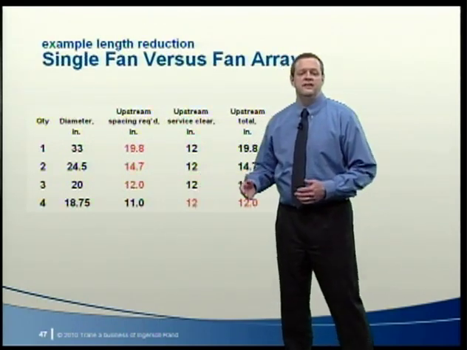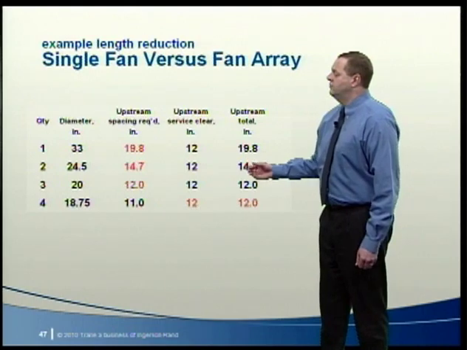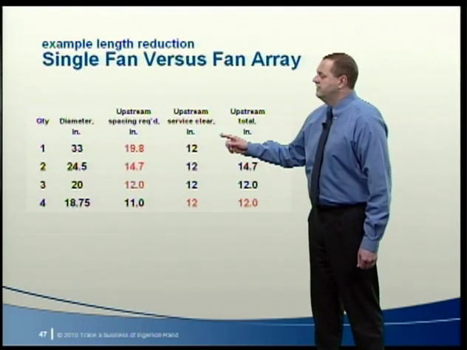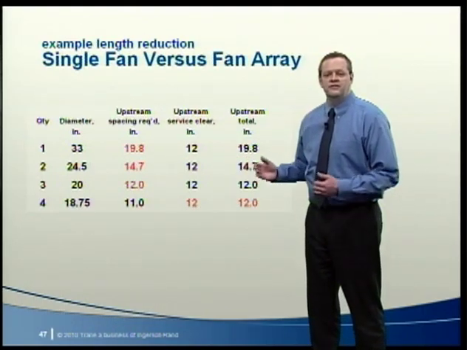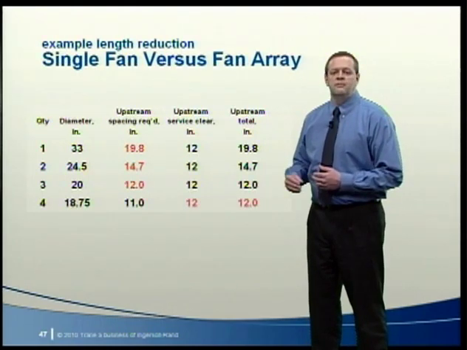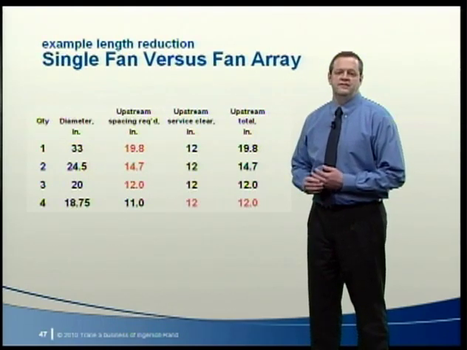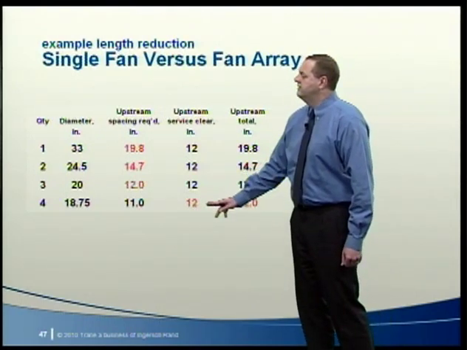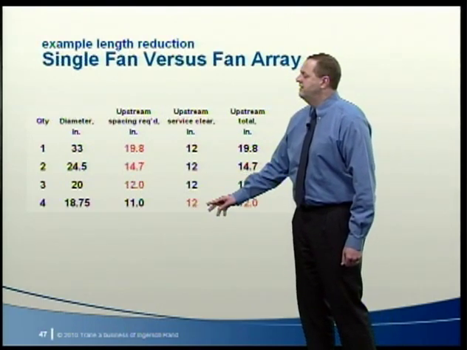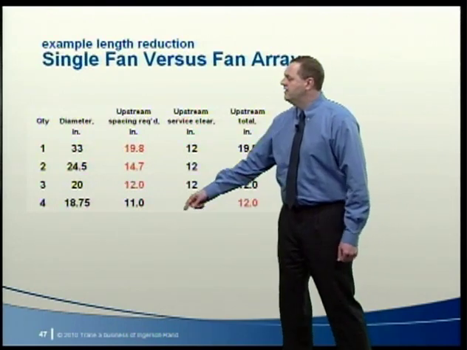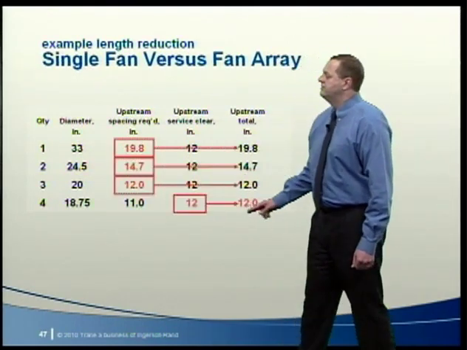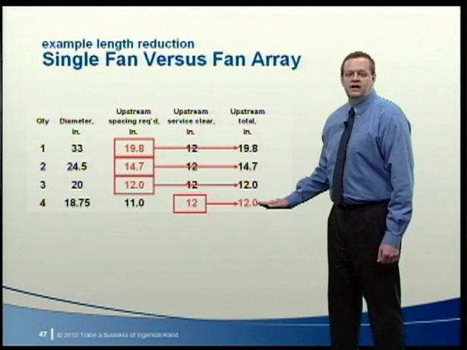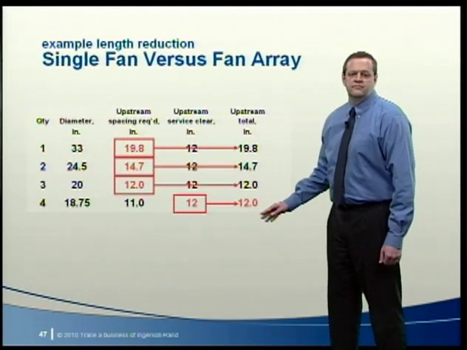But as Dustin mentioned, there is a certain amount of space needed to allow the fans to be serviced. The typical recommendation for upstream clearance is 18 inches, but we use the absolute minimum of 12 inches for this example. You can see here that when 4 fans are used, the upstream spacing required is dictated by the need for service access rather than by fan wheel diameter. So there is no further benefit of length reduction by using more fans.